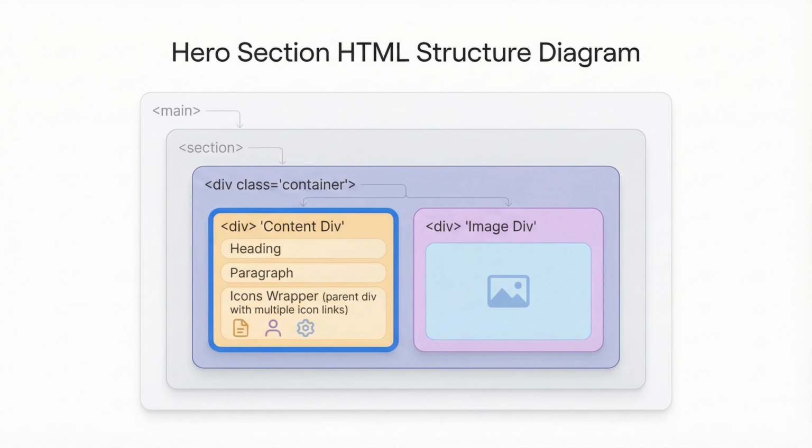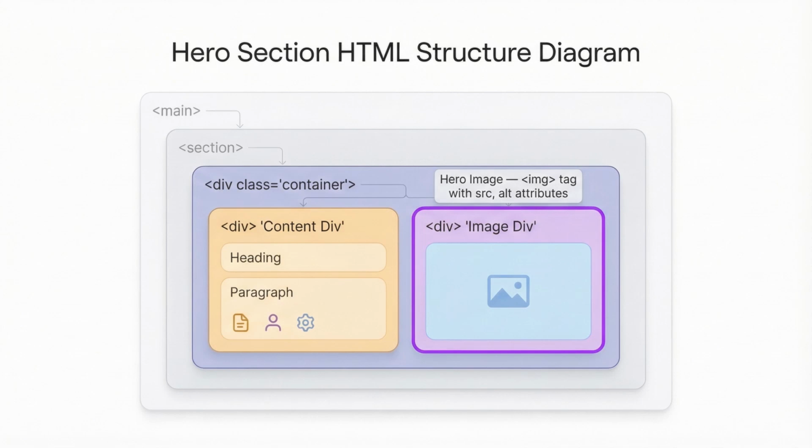Inside the content div, we have three main elements stacked vertically. First is the heading. This is typically your name or a bold tagline. Below that is a paragraph for a brief description. And at the bottom, we have a parent div that wraps all the social media icon links. Each icon is an anchor tag that navigates to an external profile.